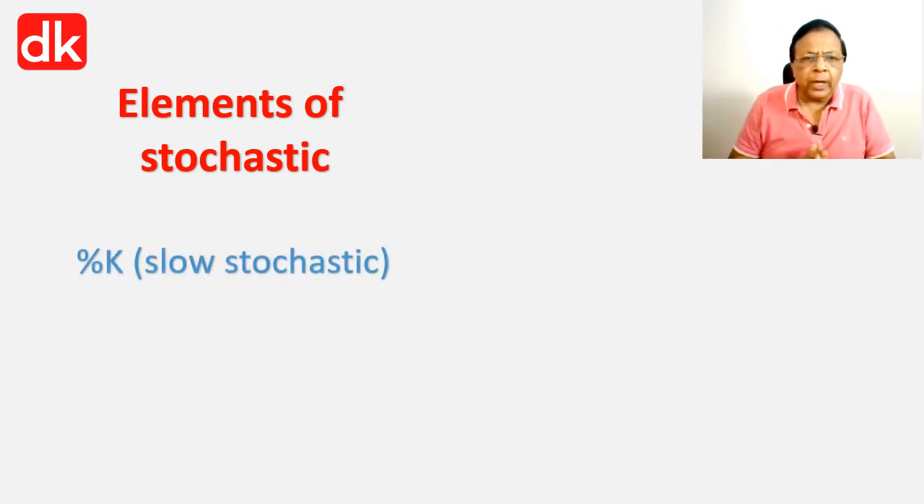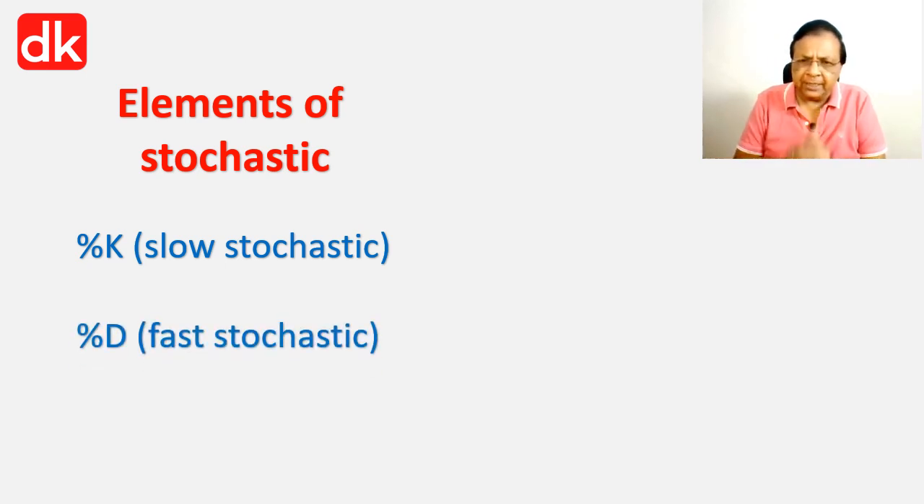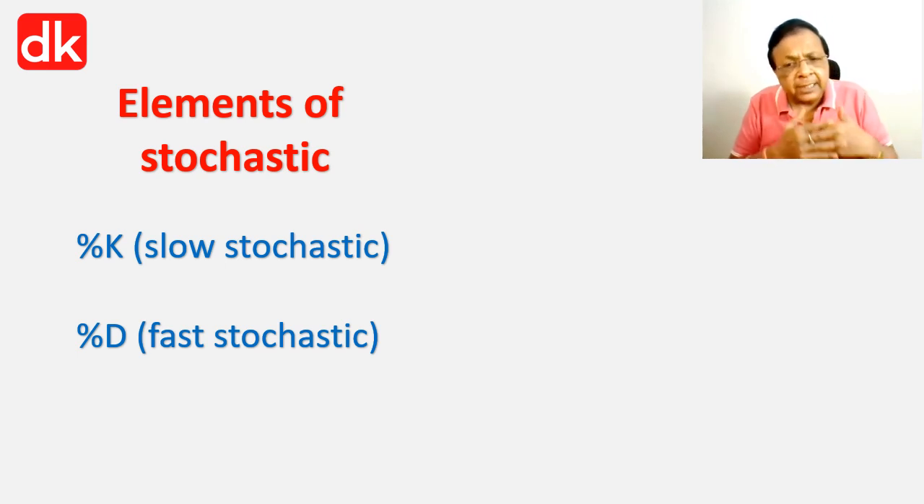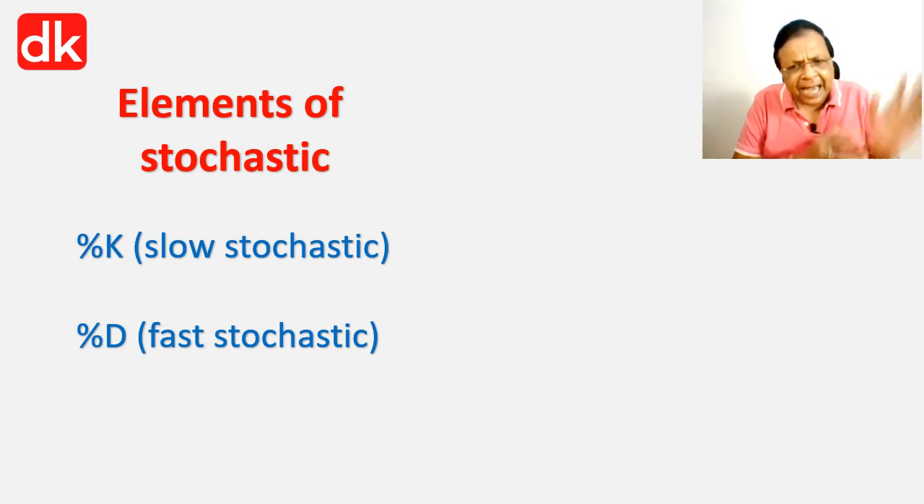So friends, what are the elements of stochastic as an oscillator? There are broadly two elements of stochastic. Those are known as percentage K, which is sometimes referred to as slow stochastic, and percentage D, which is known as fast stochastic. Now we will understand how percentage K is calculated, and how percentage D is further derived using percentage K values. So percentage K is a derivative of price action in the market, while percentage D is a derivative of percentage K.